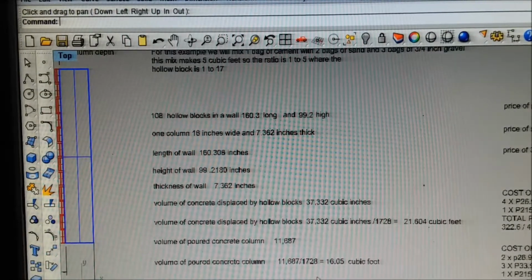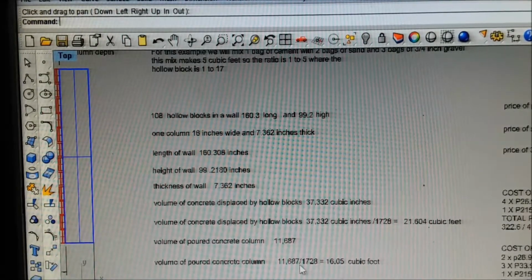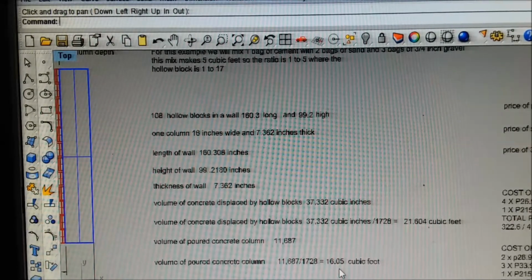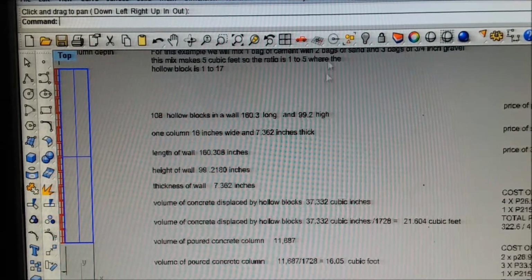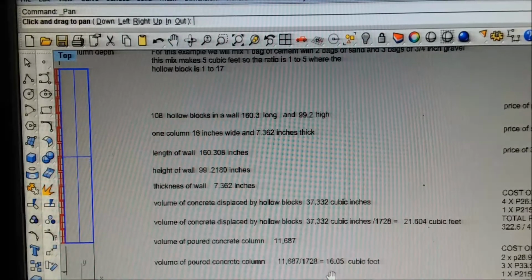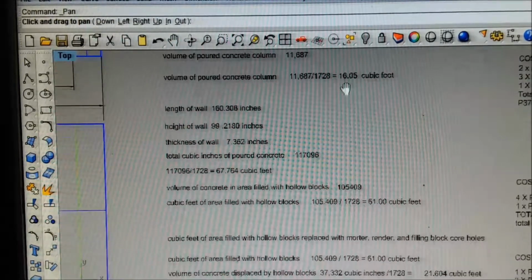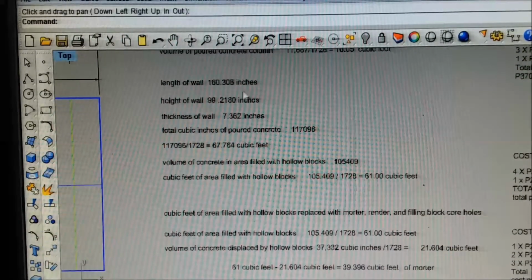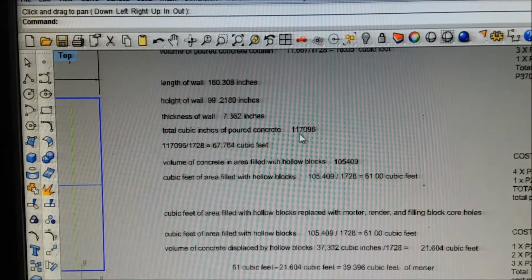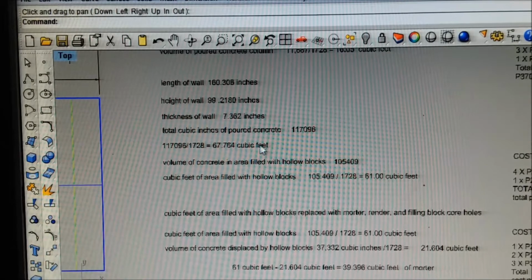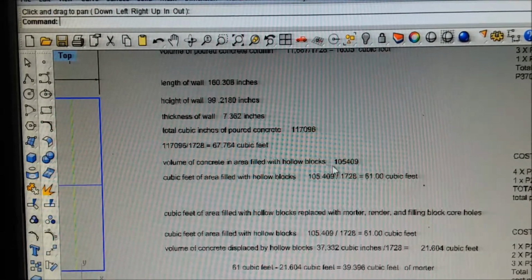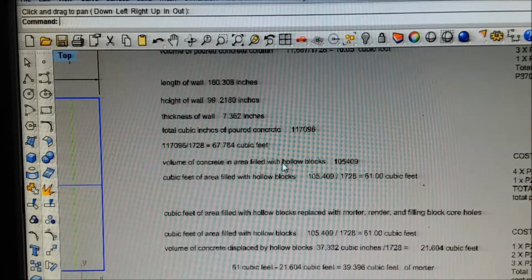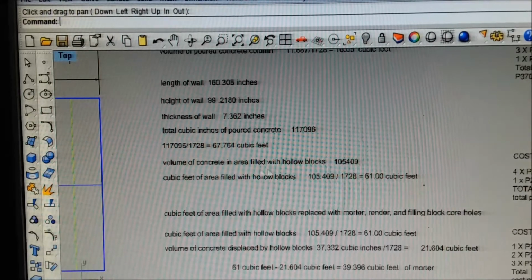Here we have our cubic feet of the column in the hollow block wall. We're going to add this up in a minute now. Don't go away. Height of the wall, thickness of the wall, cubic inches of the poured concrete wall, cubic feet of the poured concrete wall. We have the area filled with hollow blocks.